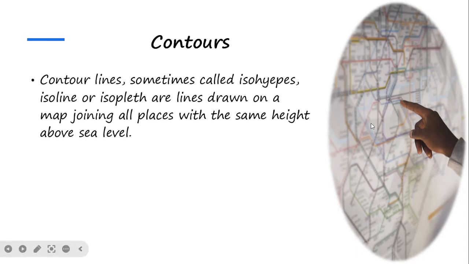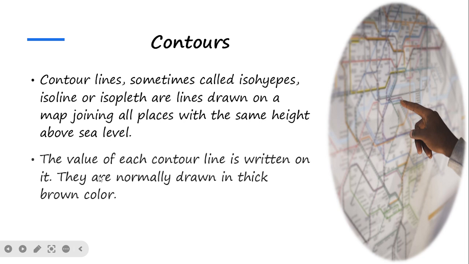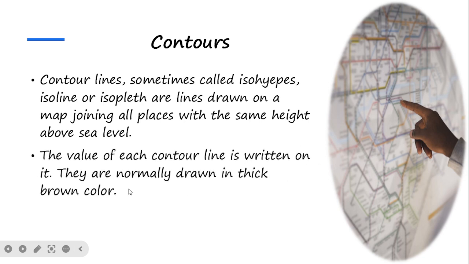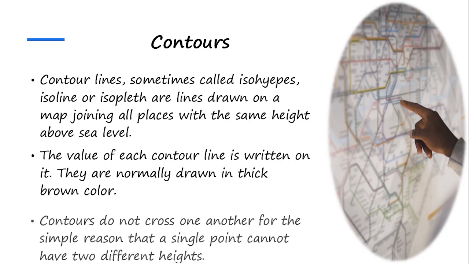Moving on, let's see the contours. This is very commonly used in the topographical map. The contour lines, also called isoheights, isolines or isopaths, are lines drawn on the map, joining all places with the same height above sea level. The value of each contour line is written on it, and they are normally drawn in thick brown color. So that's the normal representation of contours on the topographical map.